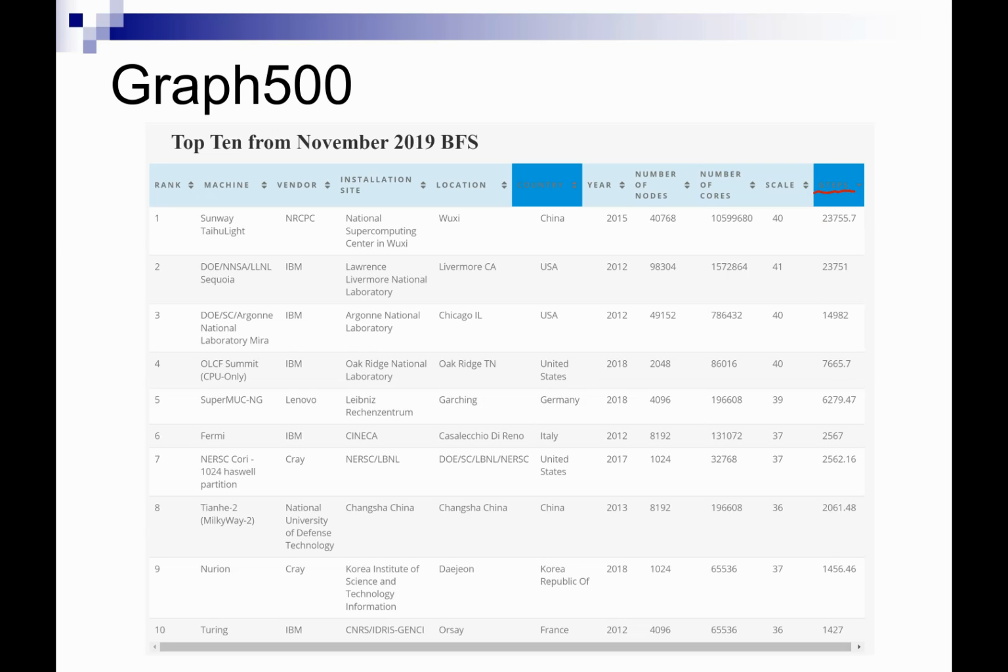23,000 billion traversed edges per second, right? And furthermore, it's able to use all of its cores. This computer has about 10 million cores, and it's actually able to use all of them for this computation, which is quite impressive. Now, if you look at the Summit computer, it gets much lower performance, but one reason is that it's using far fewer cores. It's using less than 100,000 cores, and this computer has over 2 million cores, right? So it's using less than 1/20th of the total number of cores that it has.